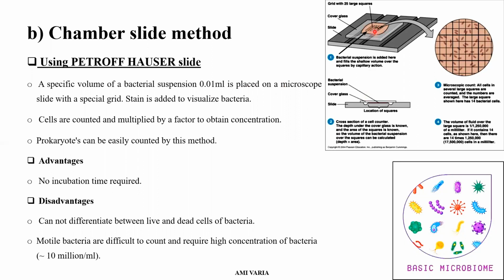The sample is mounted onto the slide and mixed with a stain which stains the bacterial cells. The cells are then counted and multiplied by the dilution factor to obtain the concentration of that particular specimen culture sample. Prokaryotes can be easily counted by this method.